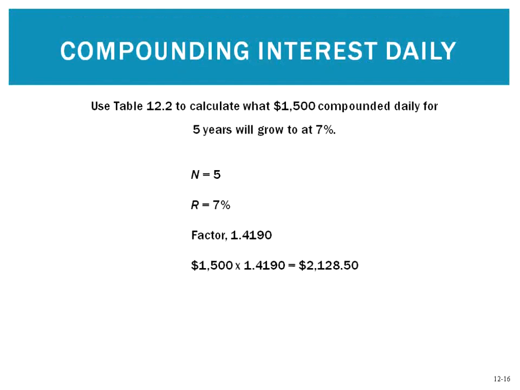So we go 5 periods, 7%, which is 1.4190, and so this seems to be incorrect, but this is the way that they have set it up in the textbook. So $1,500 times 1.4190 is equal to $2,128.50.